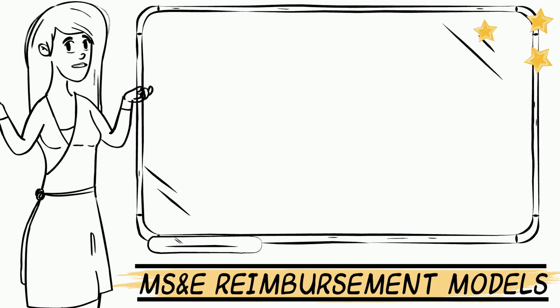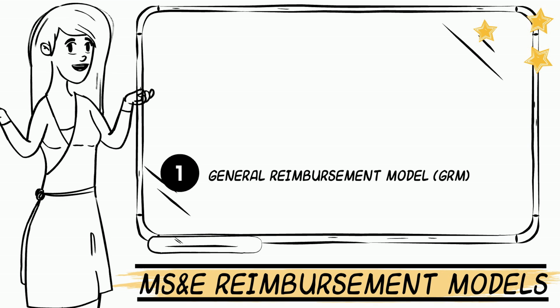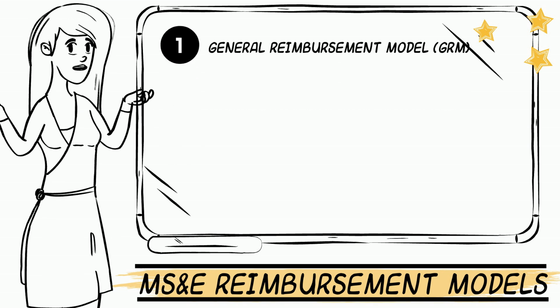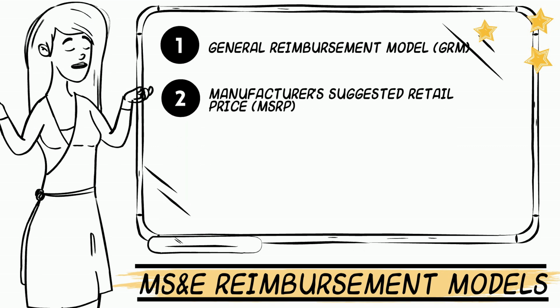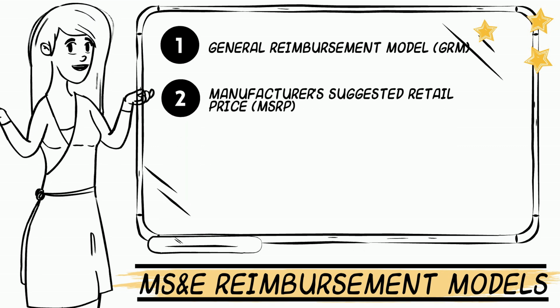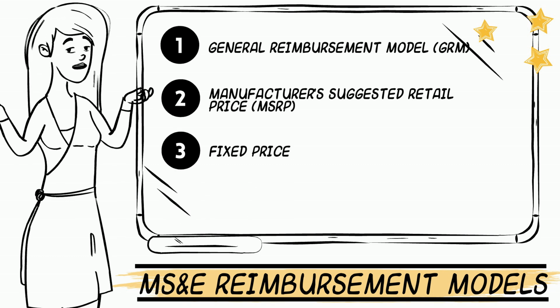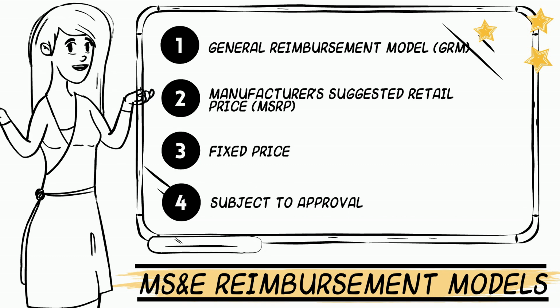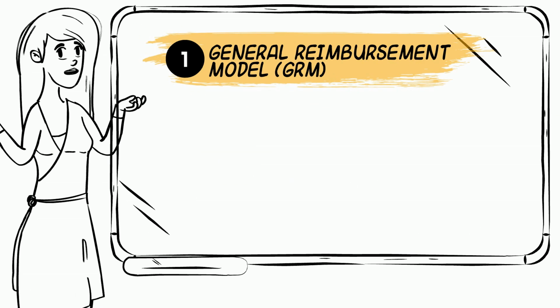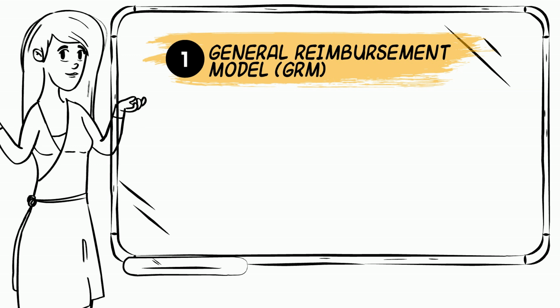There are 4 reimbursement models you'll need to know about: the General Reimbursement Model, or GRM, the Manufacturer's Suggested Retail Price, or MSRP, Reimbursement Model, the Fixed Price Reimbursement Model, and the Subject to Approval Reimbursement Model. Let's take a closer look at each one. The first model we'll review is the General Reimbursement Model, or GRM.